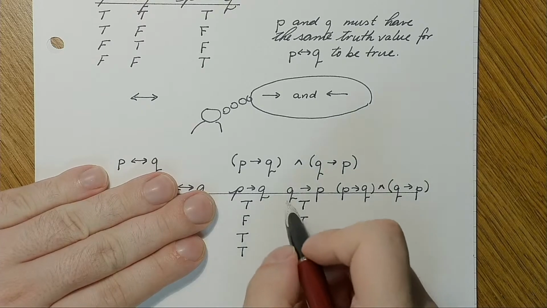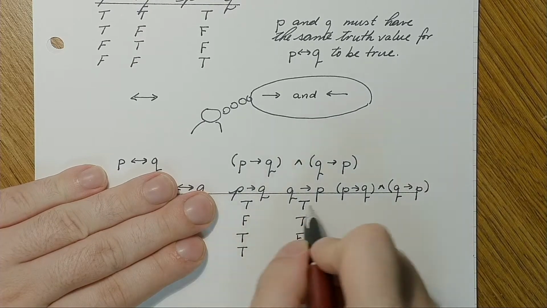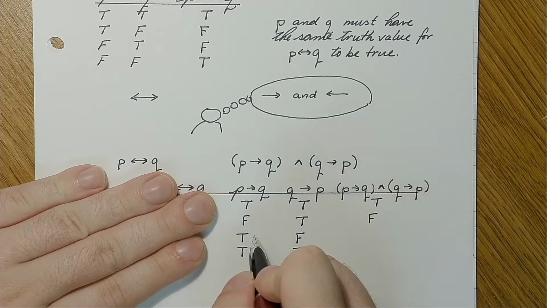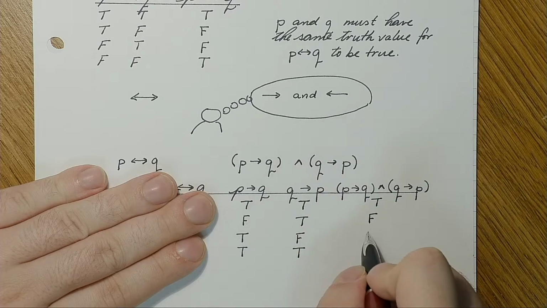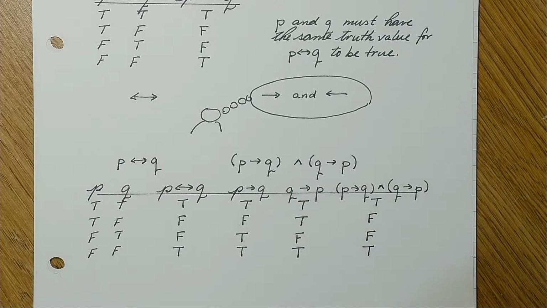Okay. And now I have to do the AND operation on it. So I'm using this column and this column. So true and true, this is true. For the AND, it needs to be both true. And lastly here.